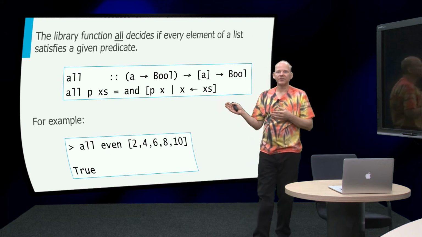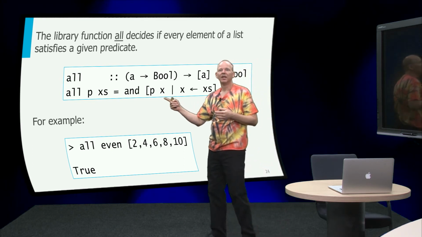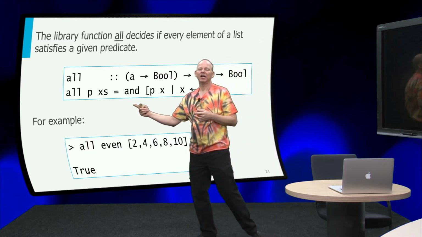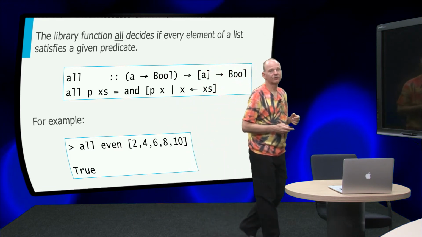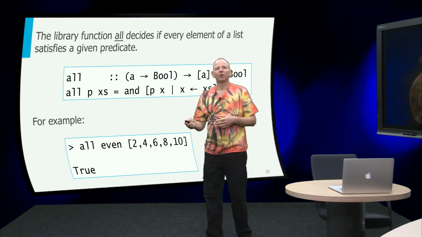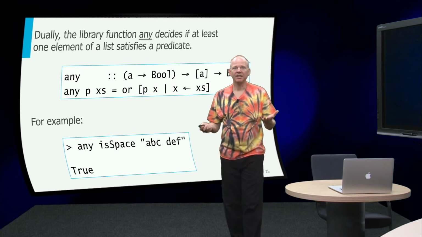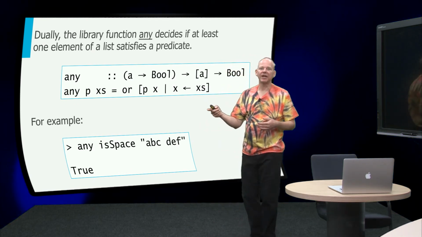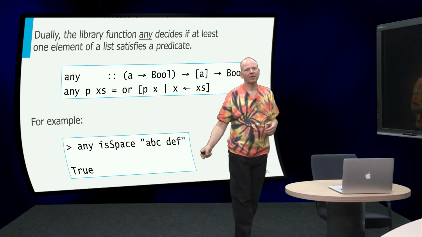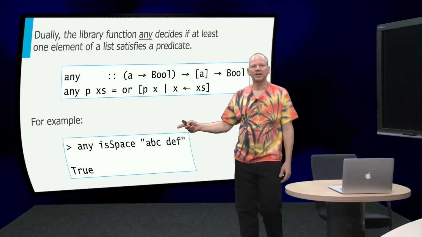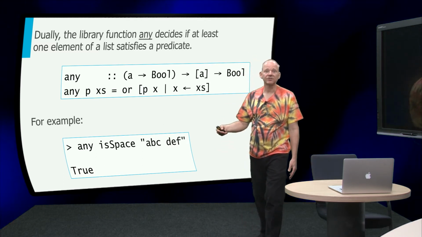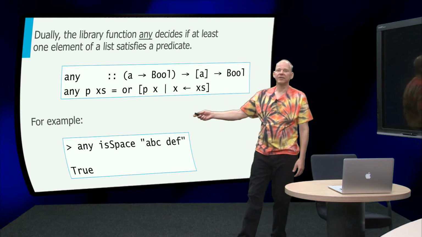All is defined as map P of X to the list of Xs, and then check whether every one of those is true. A nicer definition of this would be map of P composed with and. Any is the same thing. We map P over the list of Xs, and then we call OR. So for example, if we want to check that this string here, ABC space DEF, contains a space, we can call any is space, a function from character to bool, and this will return true.